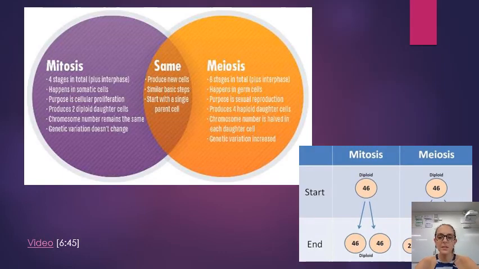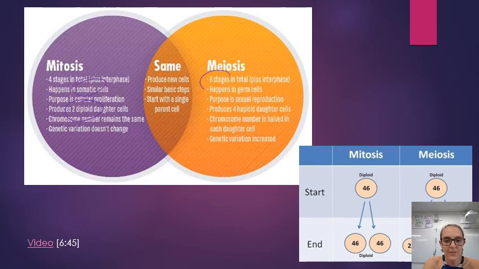This is a comparison to help you get your head around the 2 different types of division. So remember, in mitosis, you've got your 4 phases plus interphase. It happens only in body cells or somatic cells. The purpose is for cellular proliferation, so that's growth and making new cells. We get 2 diploid daughter cells. The chromosome number stays the same, so it's still 2N. And we don't get any genetic variation. We're making a copy and paste of the same cell.